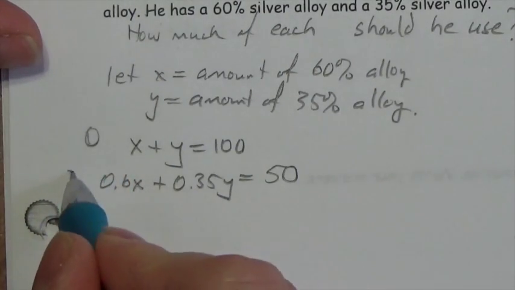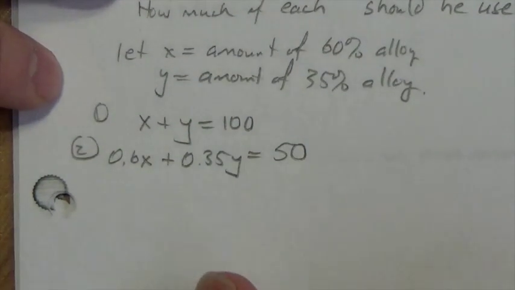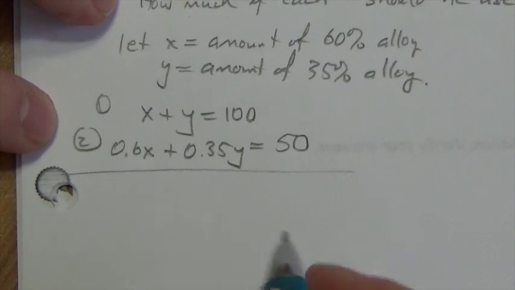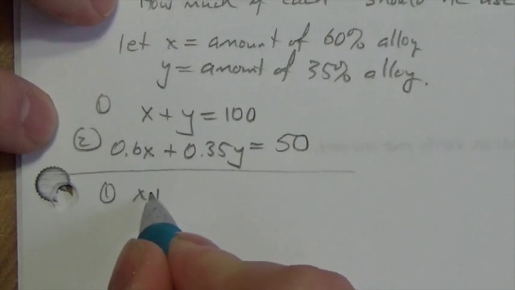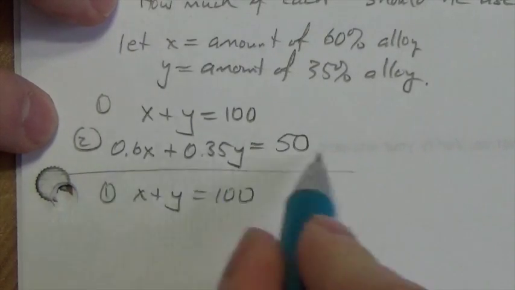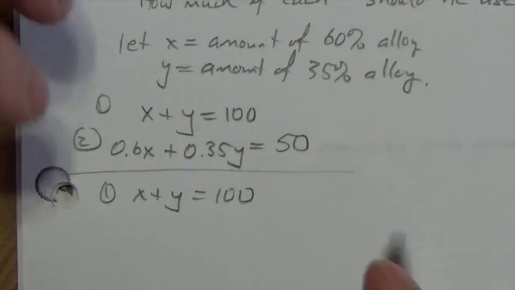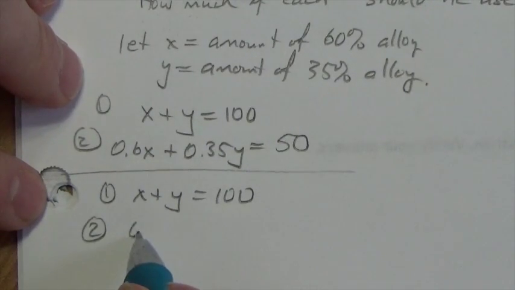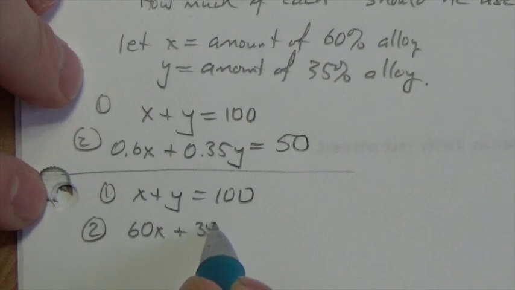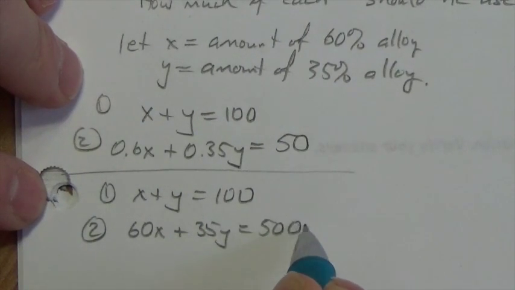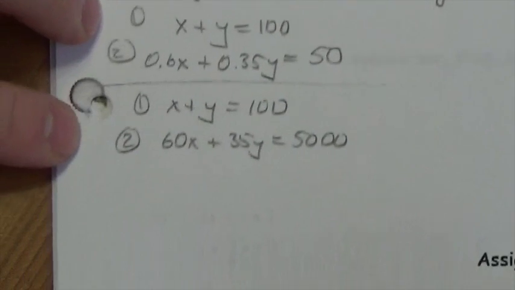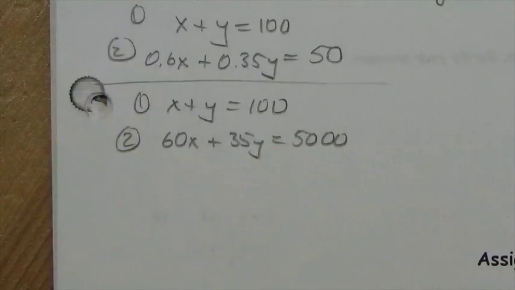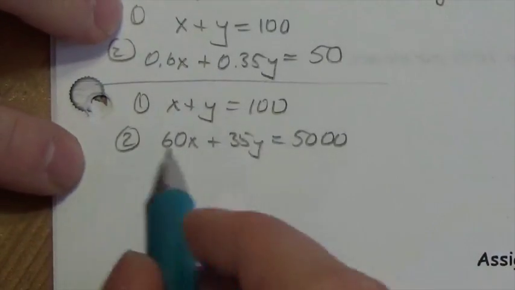Here's equation 1, here's equation 2. Just like with a previous question, I've got these decimals in here, and I would like to change my system a little bit. I'm not going to rename them because my change is pretty minor. I'm going to multiply the second equation through by 100 to move the decimal place two over. So my second equation is 60x plus 35y equals 5,000. Here's my system. Now I have to choose a variable to get rid of. Let's get rid of y.